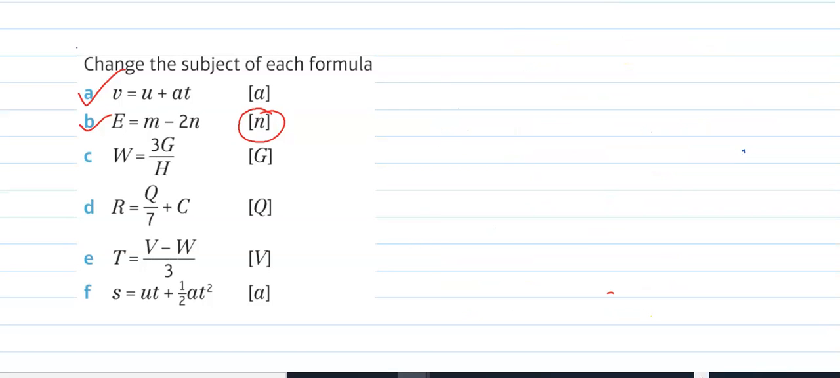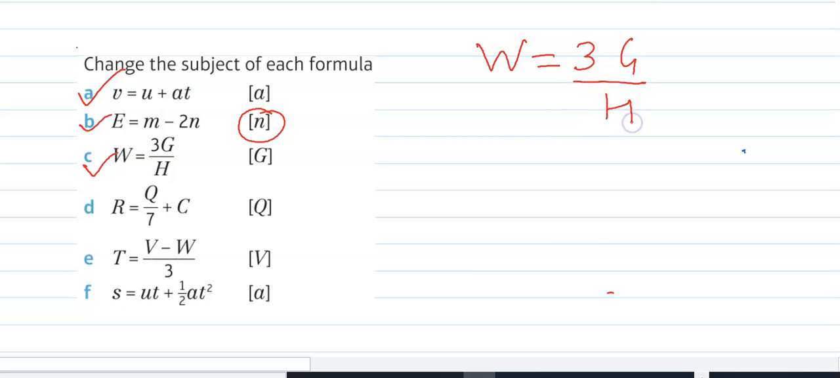Next question, it is W equal to 3G over H. Yeah, let's write down here. W equal to 3G divided by H, and we need to make G the subject. Okay, we need to make G the subject. If you see with G, what is extra here? 3 and H. So we can sort out one by one.